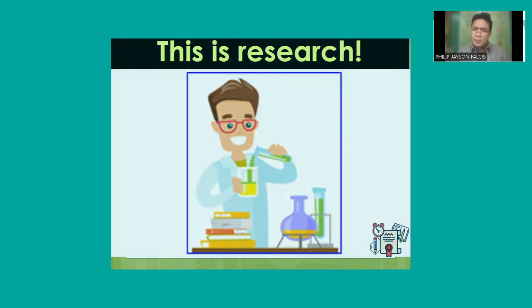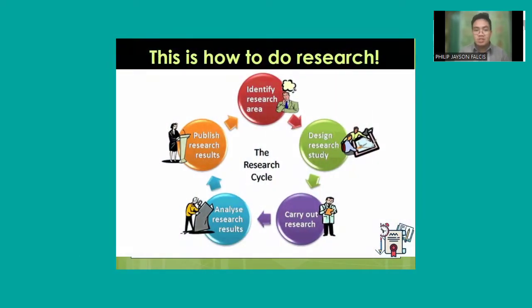Now, doing research is a cycle, from identifying the research area to designing the research study, to carrying out the research, to analyzing the research results, and of course publishing the research results. And that comes as a cycle in research. We do that all of the time, and we go from one point to another and go in the same direction again.